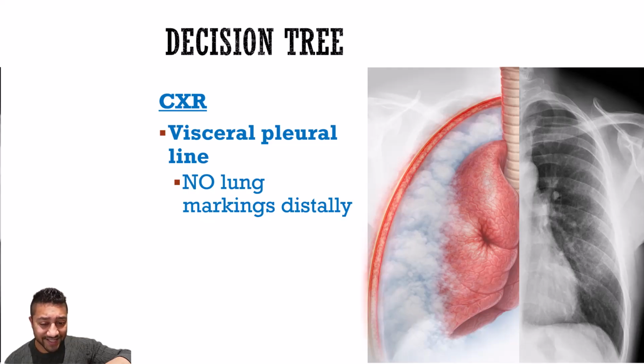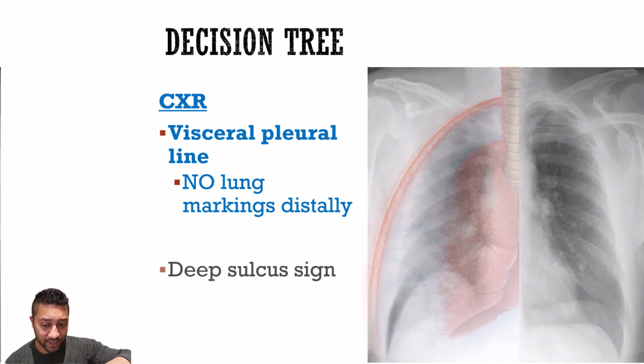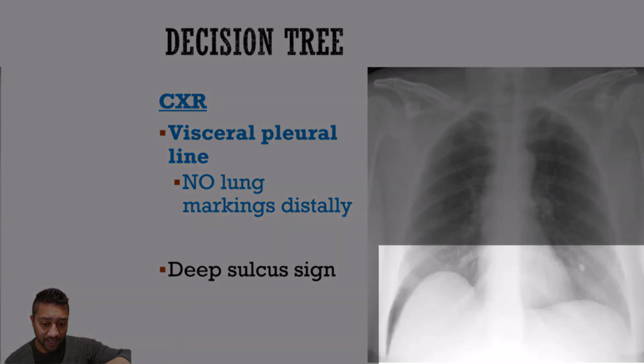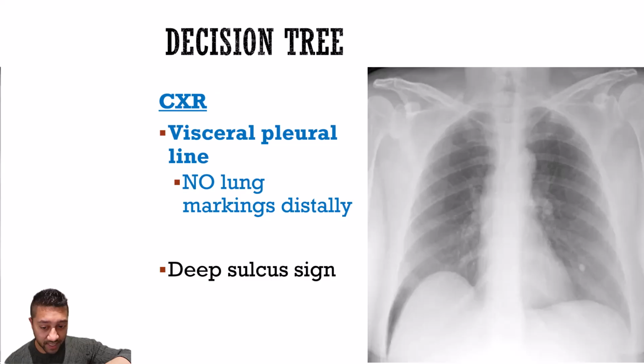Now, sometimes you might instead see something called a deep sulcus sign, where if you perform an x-ray on a patient who's supine, then you'll notice that the costophrenic angle appears to go down much further on that affected side since it's full of air within that pleural sac. In either of these cases, once you've confirmed a pneumothorax by x-ray, the next step is going to be determined by the type of pneumothorax you're dealing with.